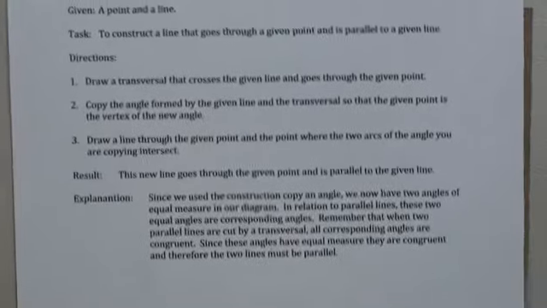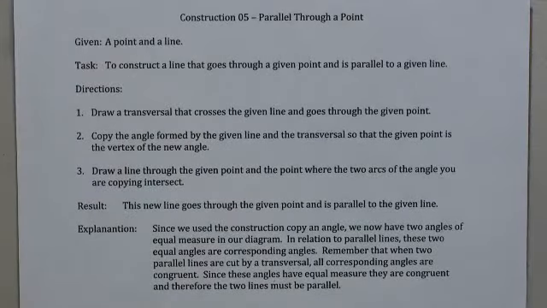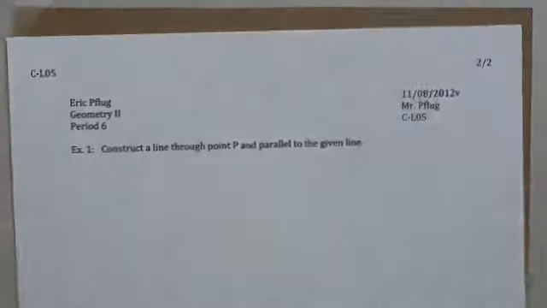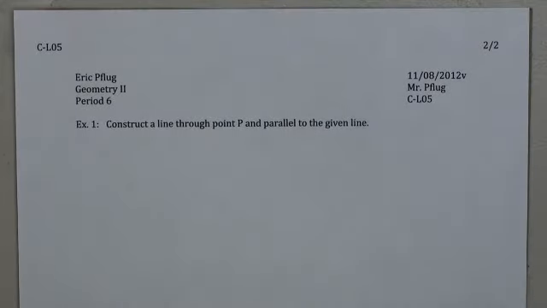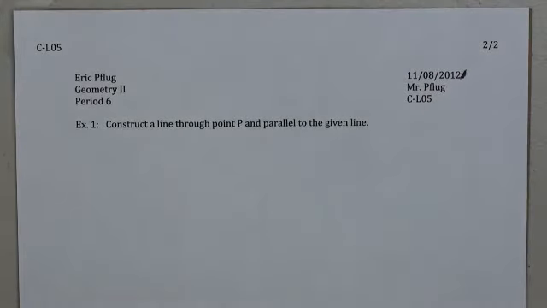So once you have all of that down, go to a new sheet and put up your heading and everything. Again, there's no V. Example 1 is to construct a line through point P and parallel to the given line.